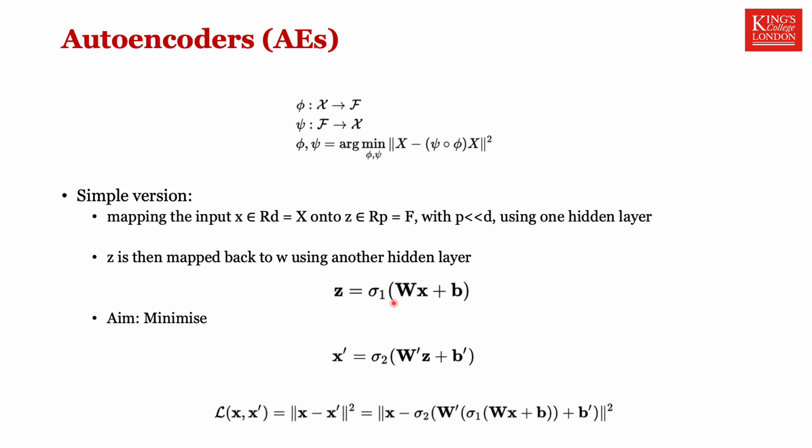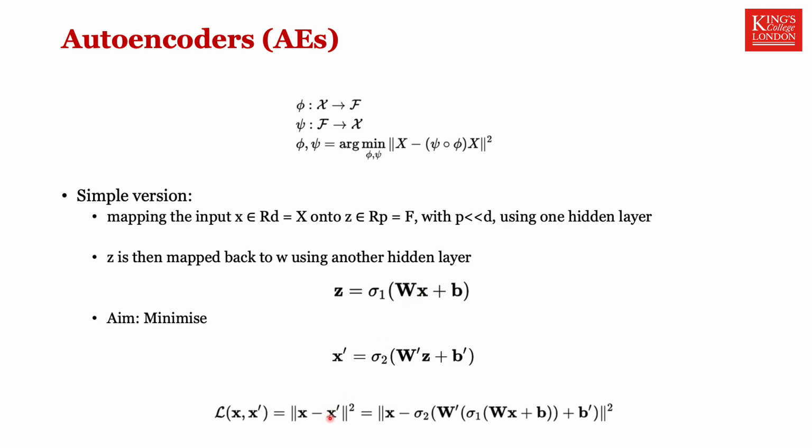You then take Z and you multiply by W prime and add B prime, again with parameters that are learned both for W and for B. You pass it through an activation function and again you end up with X prime. So this X prime here is called the reconstruction, and X obviously is the original input.